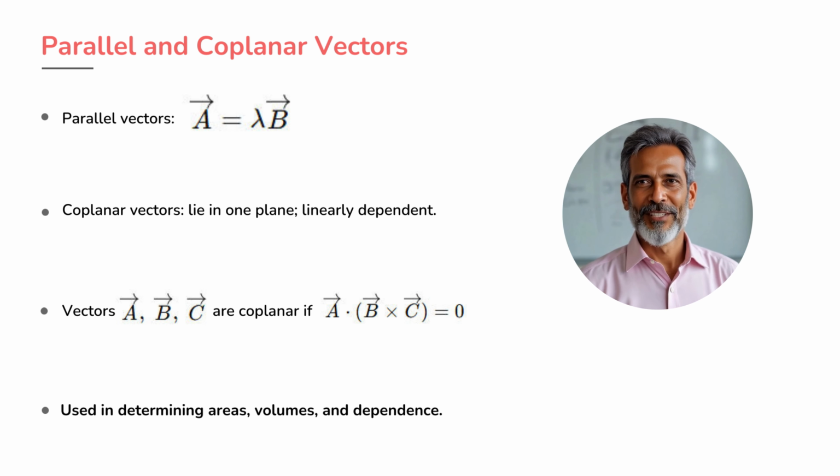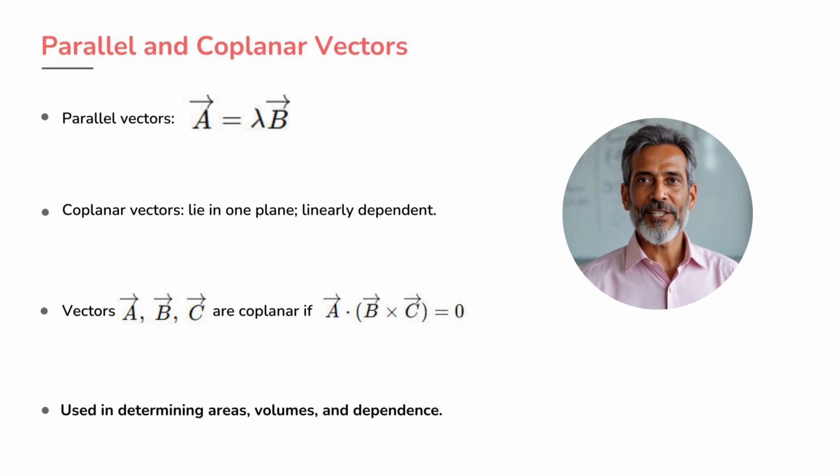Parallel vectors point in the same or opposite direction along a line or plane. We say vector A equals lambda times vector B, where lambda is a scalar. If lambda is positive, vectors have the same direction. If negative, opposite directions.